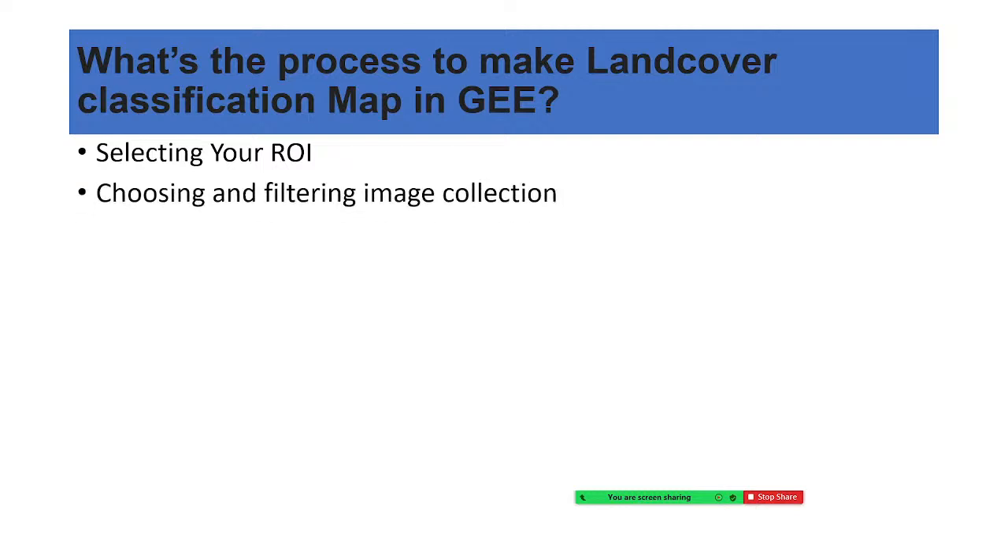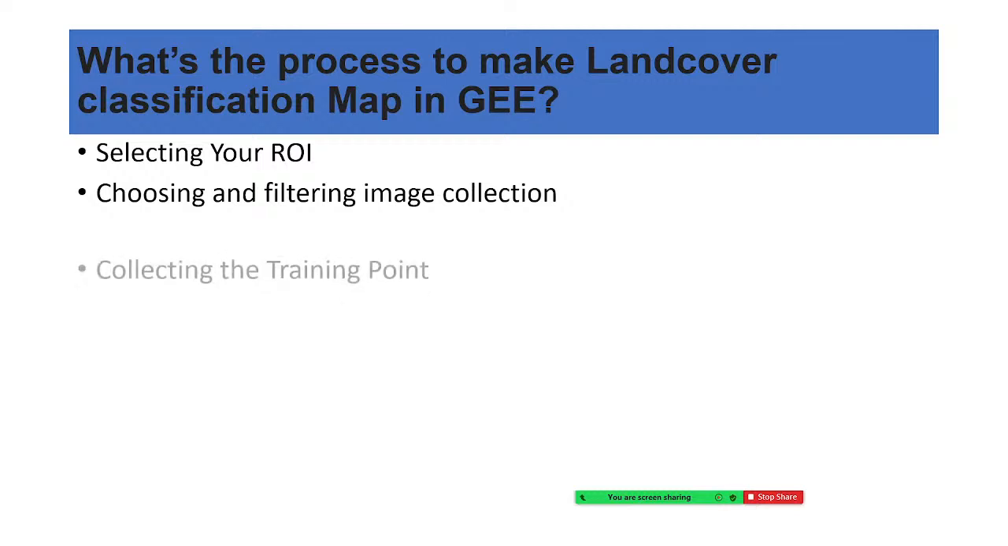The second step is choosing and filtering your image collection. Your image collection can be Landsat or Sentinel, whichever image you want to use. You can choose and then filter this image collection. We already showed this part, how you can filter your images. Landsat 8 we already covered. So you need to choose and filter the image collection.